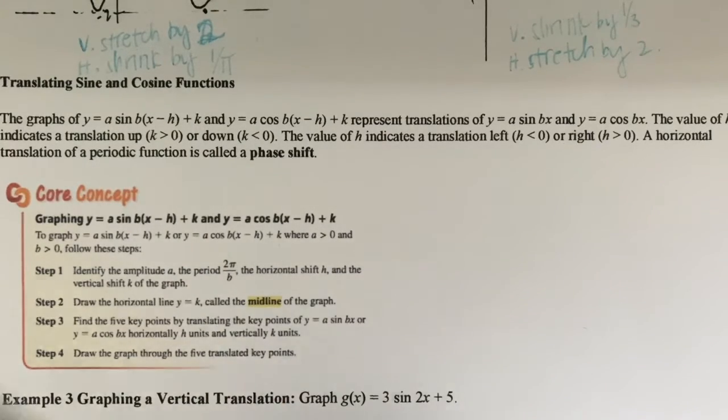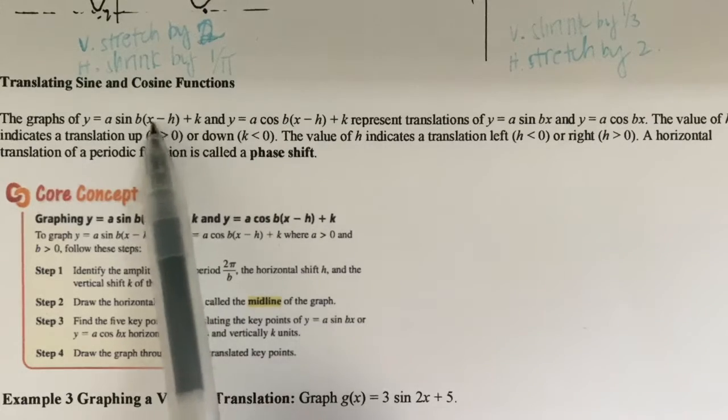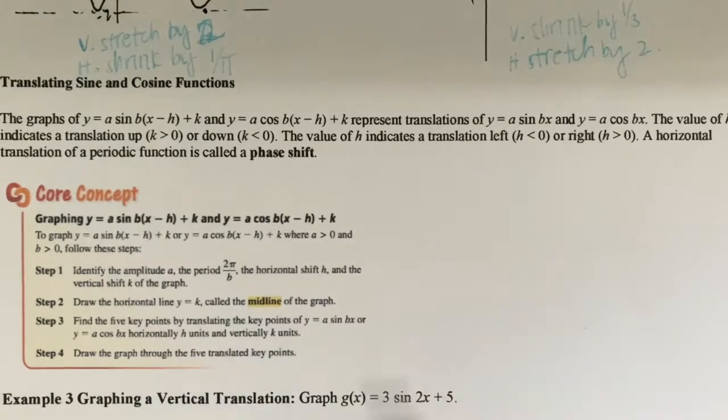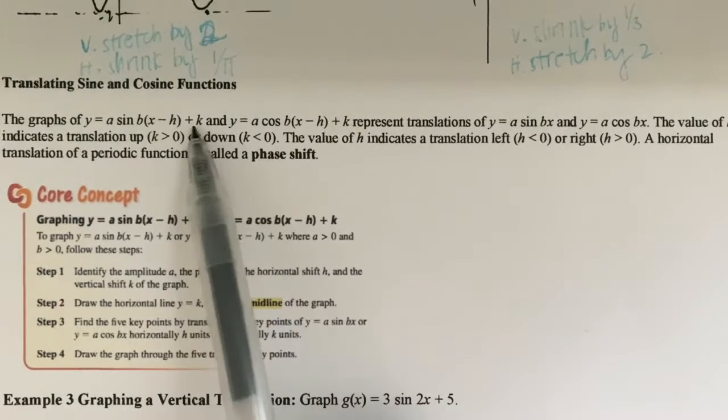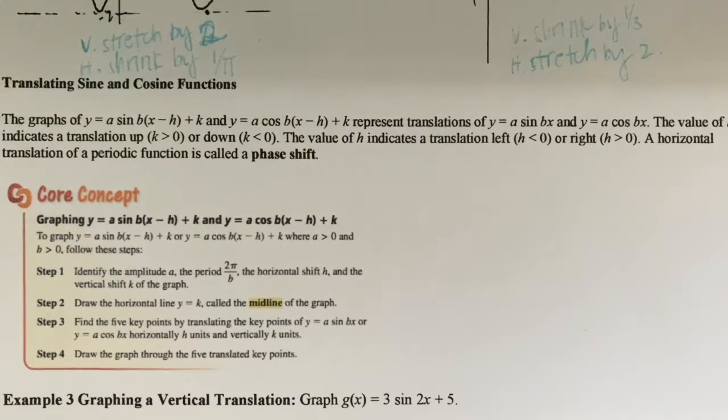And recall that when you have a minus h, then you translate to the right. And when you have a plus h, you translate to the left. Just as a reminder, if you have a plus k at the end, you are translating your function up. And if you have a minus k at the end of your function, you are translating your function down. One more thing I forgot to mention is that when you have a horizontal translation of a periodic function, it's called a phase shift.